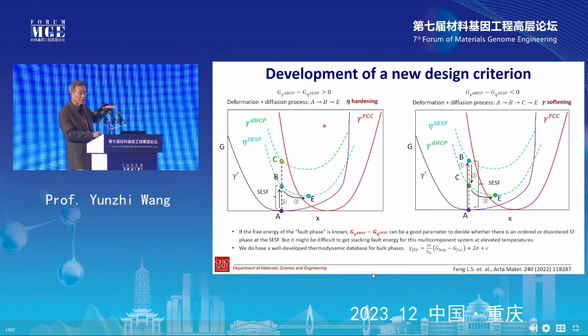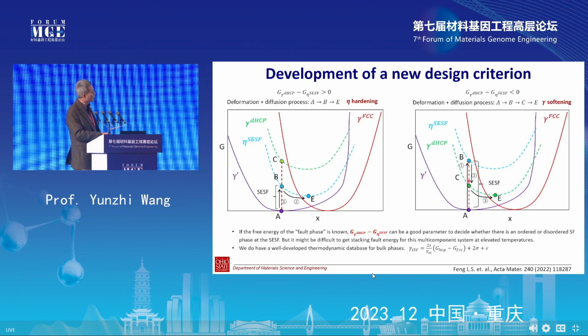This is all HTP stacking sequence. Then the system is going to stay as ordered, and they go from here and then just down to point E. When you reach the parallel tangent, you stop. So in this case, you're going to have this eta hardening process.